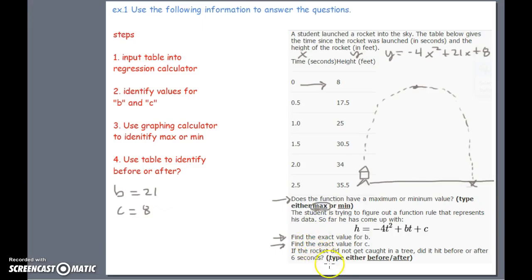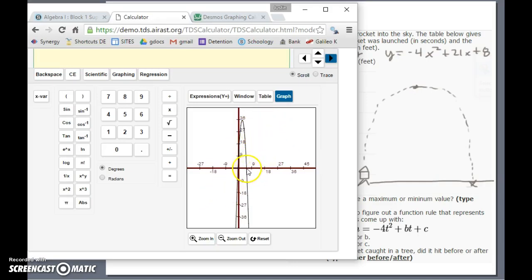And now for the last part. If the rocket does not hit a tree before it hits the ground, at what time will it hit? Before or after 6 seconds? So we're going to go ahead and use the graph to figure that out. We know that we're looking for when the rocket hits the ground, and the ground is going to be the x-axis. So let's zoom in a bit to this point right here. So it starts off, shot up into the air, and then it's hitting right here, and it looks like it's hitting just before 6 seconds.